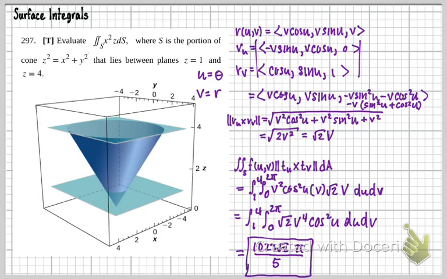Very nice problem. Hopefully the r(u,v)s are getting better for you guys. Again, those are just direct substitutions. I can plug those in and just do my cross products and magnitude. And that's what I actually plug in for my dA. That's my component for it. So that's our answer for this one.